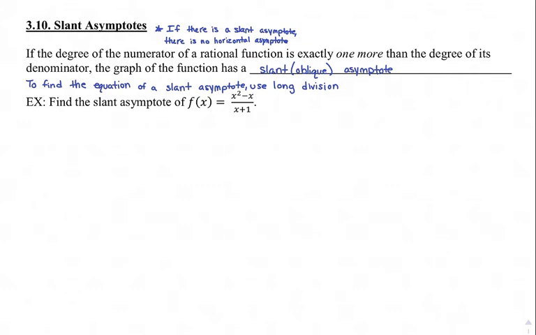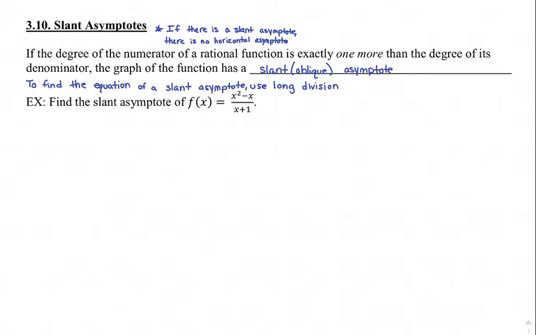So slant asymptotes are when we have an asymptote that's a diagonal. So it's not like our vertical or horizontal, it's more of a diagonal line. So one way to figure out if there's a slant asymptote is when the top, or the numerator, has one more degree than the bottom.